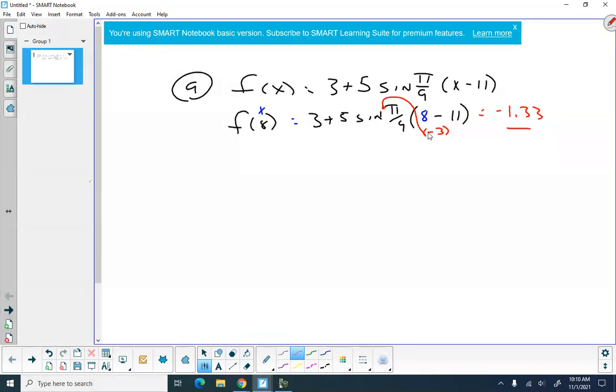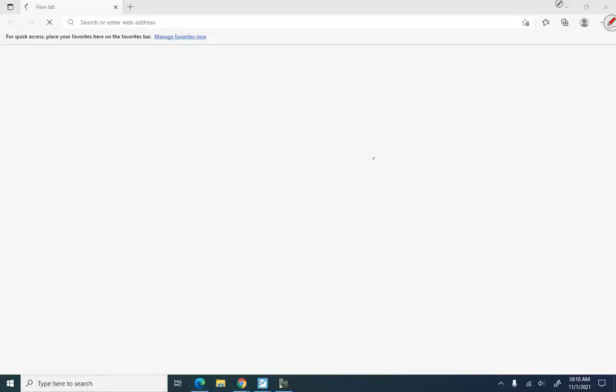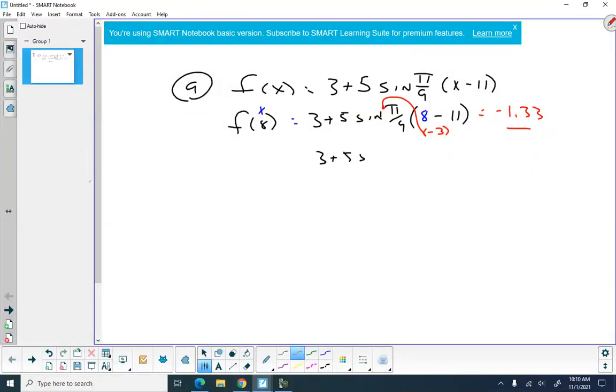Okay, the part A's are just subbing in, and whatever that value inside the parentheses is, tag it along with the coefficient of pi. Make sure you close your parenthesis out. So we have 3 plus 5 sine -3 pi over 9, close the parenthesis out. And you can type that straight into the calculator and you can get a solution.